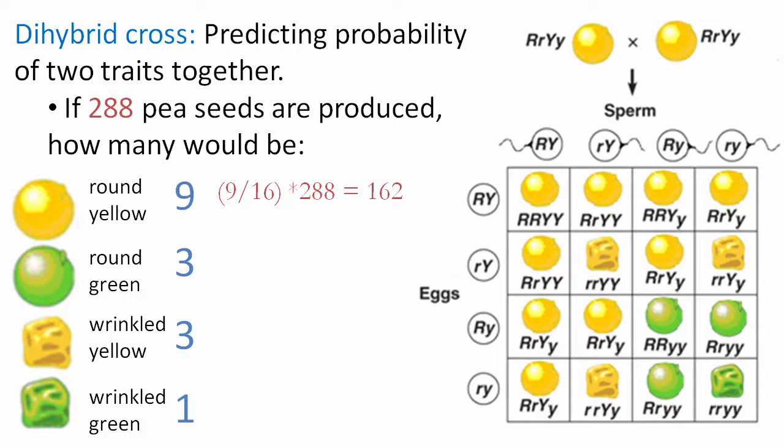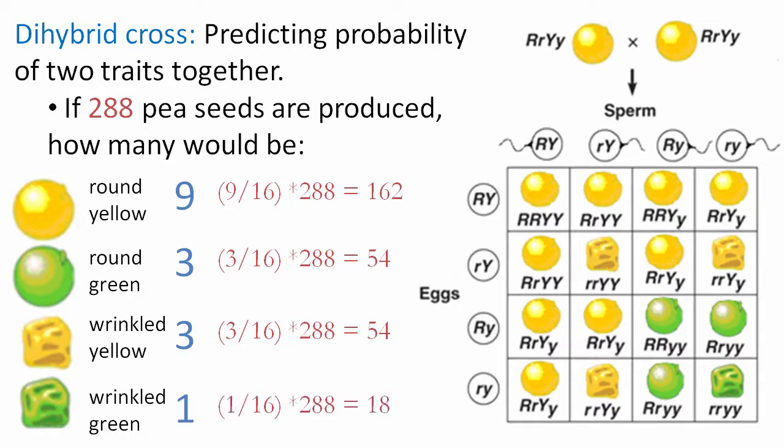What if I was thinking about the round versus green? So dominant in the roundness but recessive in the green. Well, that's 3 out of 16 times 288 is about 54. And as you probably guessed, the wrinkled and yellow also is 54. What about the wrinkled and green, the double recessive? How often should I see the double recessive combined together out of 288 pea seeds? Well, it turns out 18.